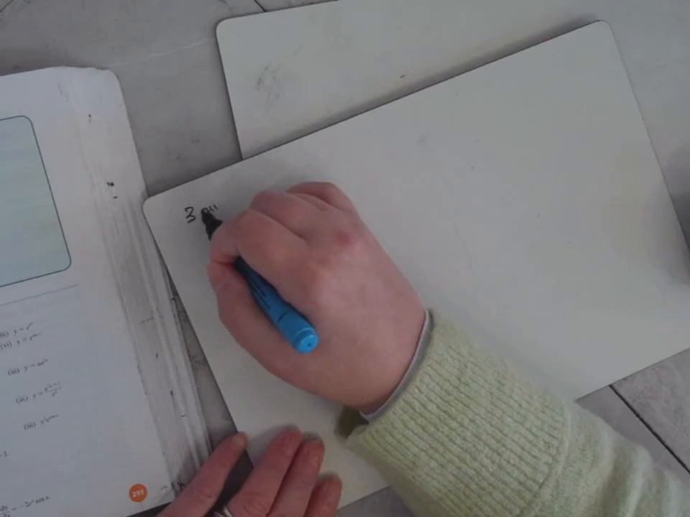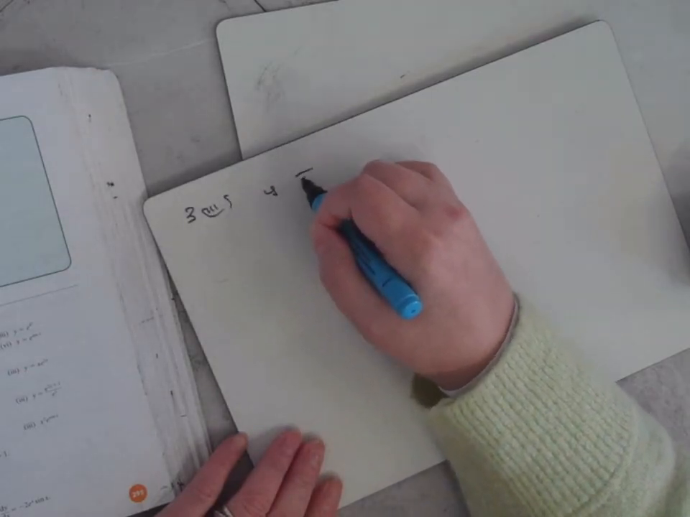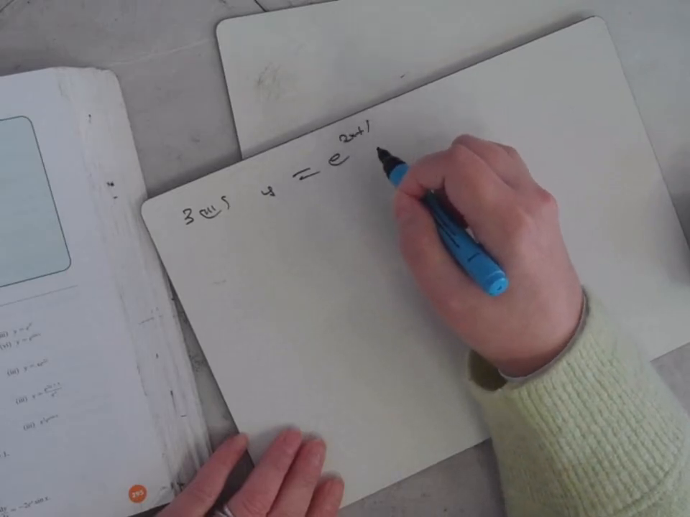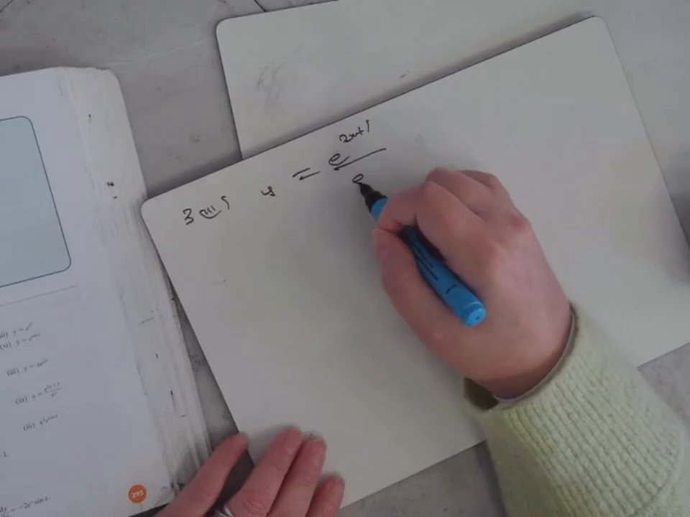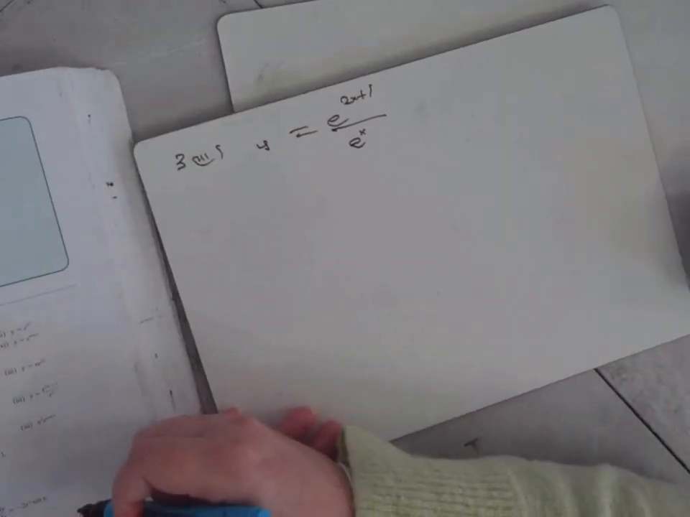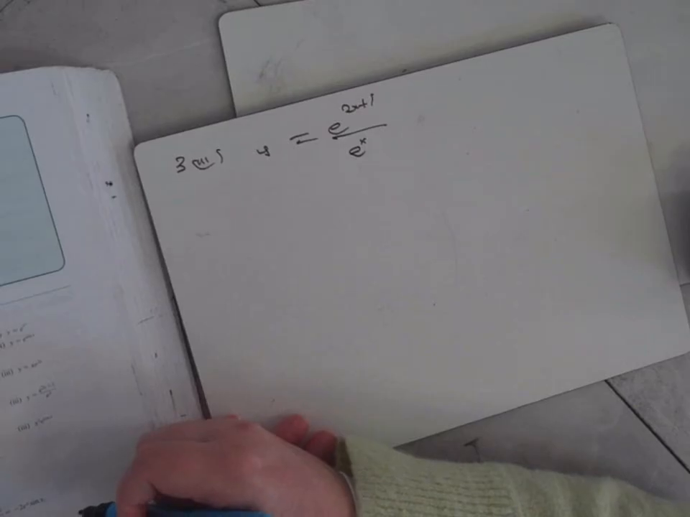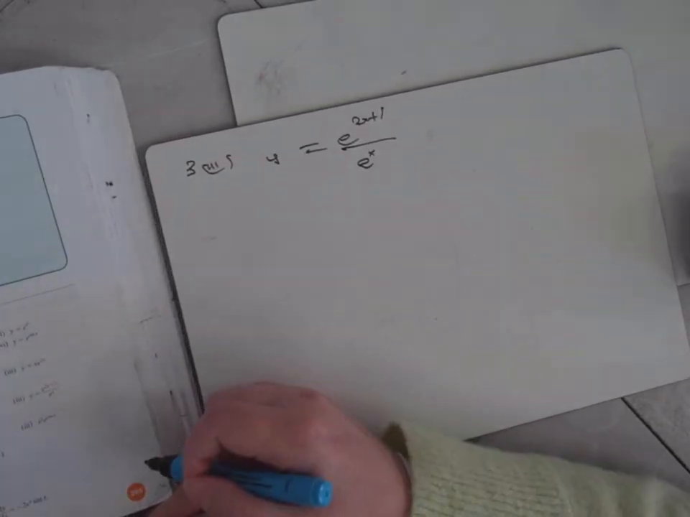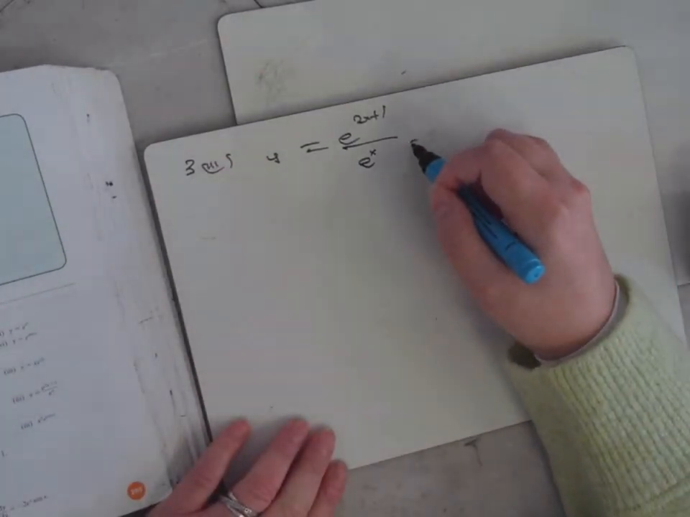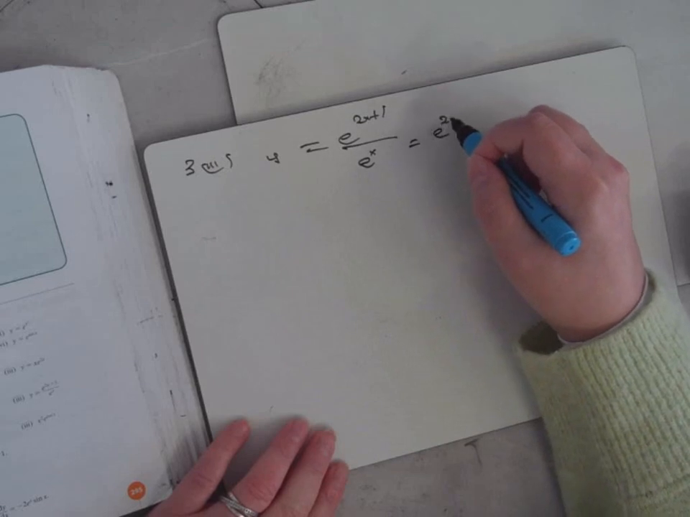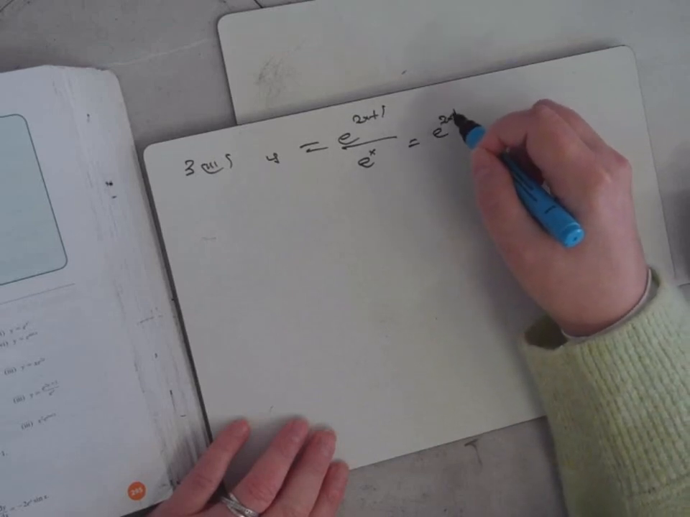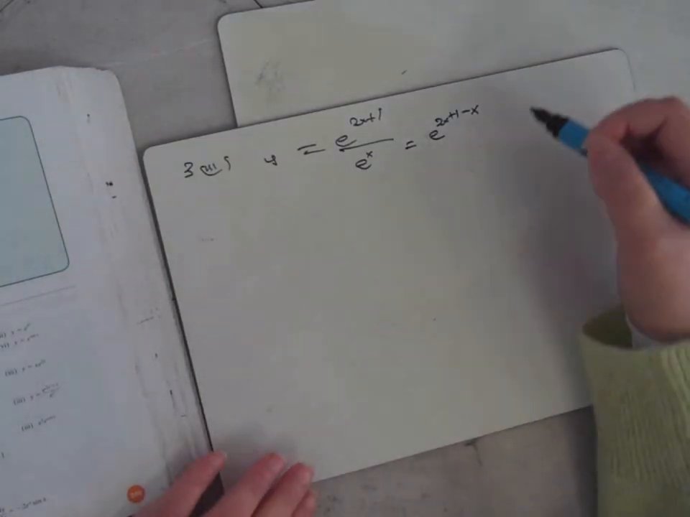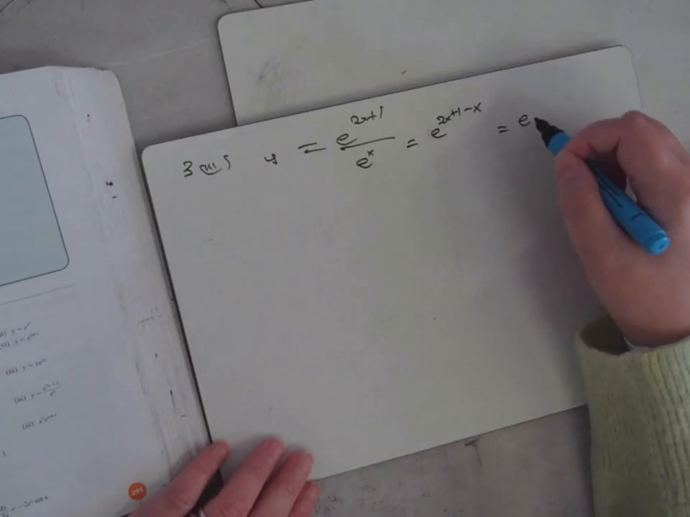So 3 part 3 is y is equal to e to the power of 2x plus 1, where the 2x plus 1 is in the power, all over e to the power of x. Actually, you could make life easier for yourself here because we can divide this. How do you divide powers? It's the top take away the bottom, isn't it? So that would be e to the power of 2x plus 1 take away x. Top power take away the bottom power, so that is the same as e to the power of x plus 1.